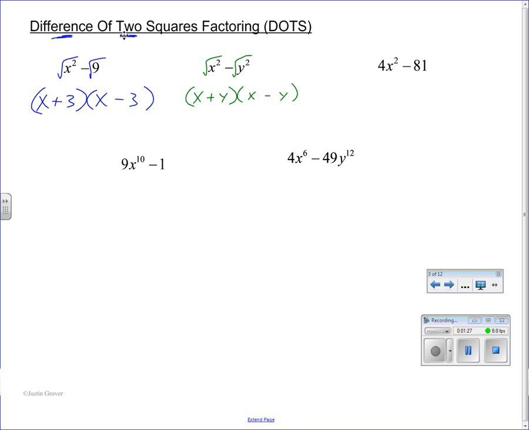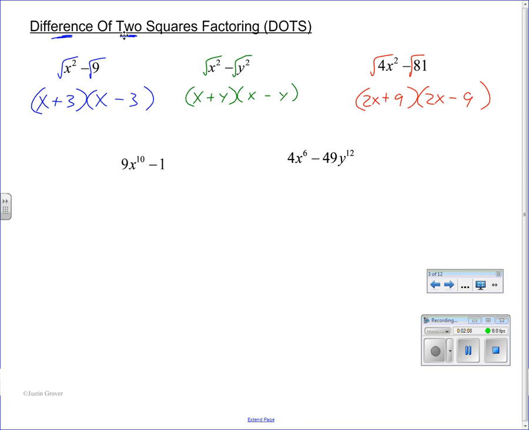Our third example, 4x squared minus 81. Now you can recognize it's a difference of two squares because it's a binomial, meaning it has two parts, so a minus sign between them. The numbers 4 and 81 are both square numbers, and the coefficient of x is an even number. So those are properties of a DOTS. But the square root of 4x squared is 2x, because the square root of 4 is 2, and the square root of x squared is x. And then we know one plus, one minus, and the square root of 81 is 9. So we factor to 2x plus 9 and 2x minus 9.